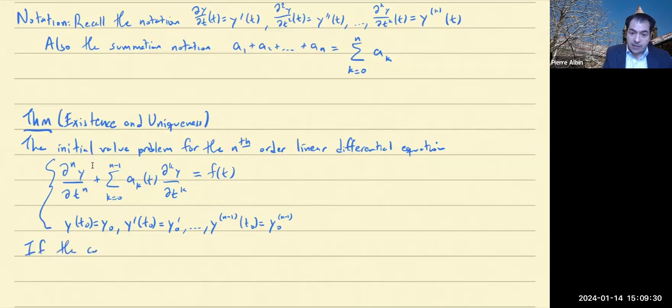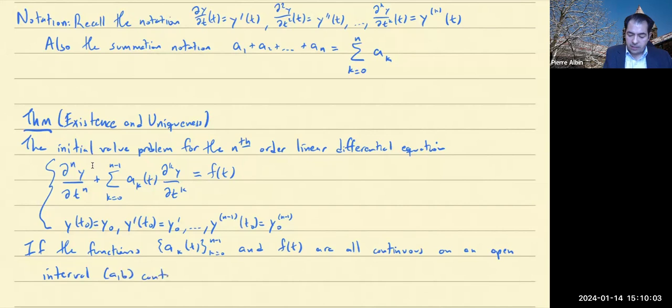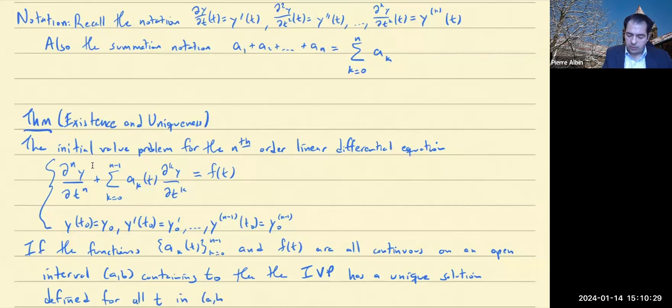And the theorem says that if all of the functions here, a k of t, where k goes from 0 to n minus 1, and f of t, are all continuous on an open interval containing t naught, then the initial value problem has a unique solution defined for all t in this interval.